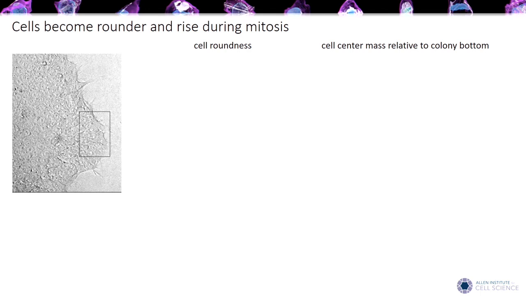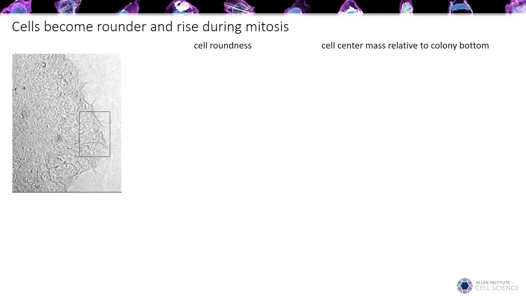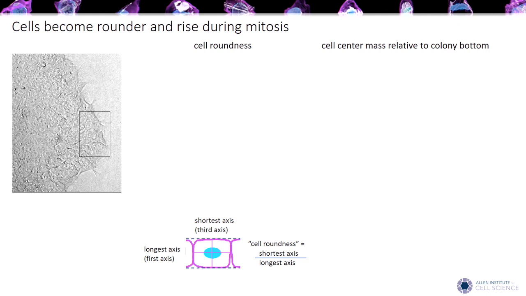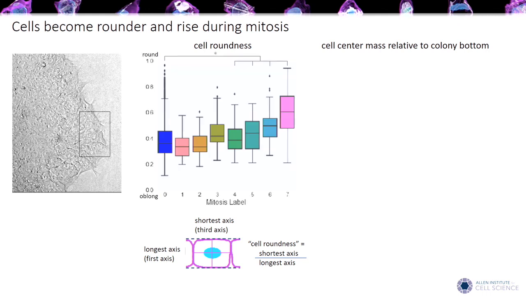So we wanted to quantify the cell roundness, and we did this by dividing the shortest axis of our cells, which is this axis, by the longest axis of the cells, which is this axis. The closer the number is to 1, the rounder the cells. When we look at the cell roundness over our mitotic stages, we can see that starting at stage 3, or early prometaphase, we see a trend of the cells to round up, and then they continue to round up through the later stages of mitosis until the last stage of mitosis.